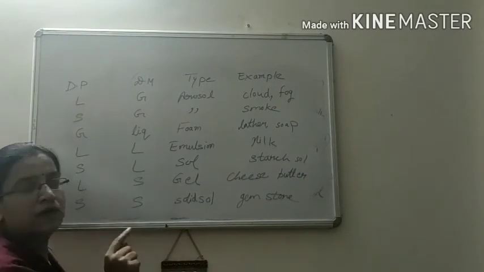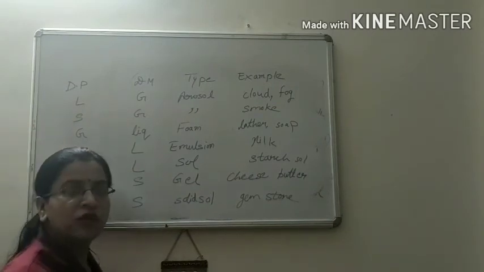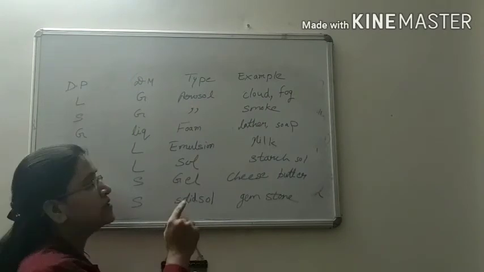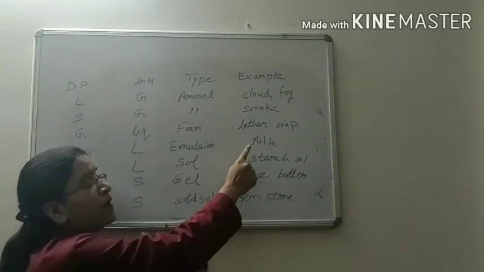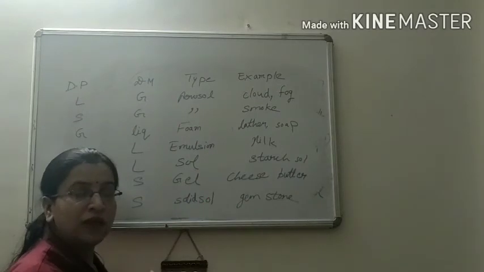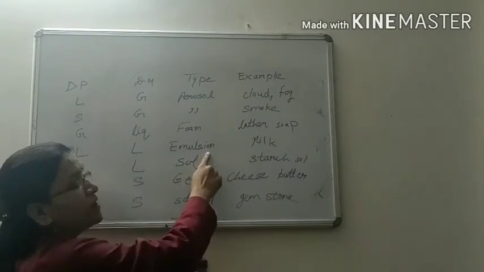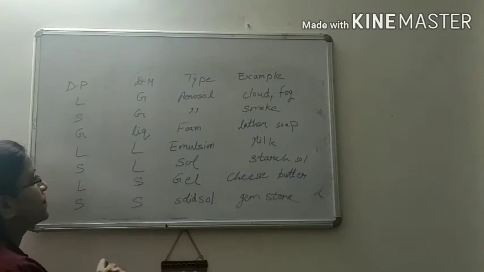Liquid in liquid, for example the mixture of oil and water in the presence of soap solution, is called emulsion. For example, milk. This milk contains protein, fats, etc., which are all dissolved together. And that colloidal solution is called emulsion.